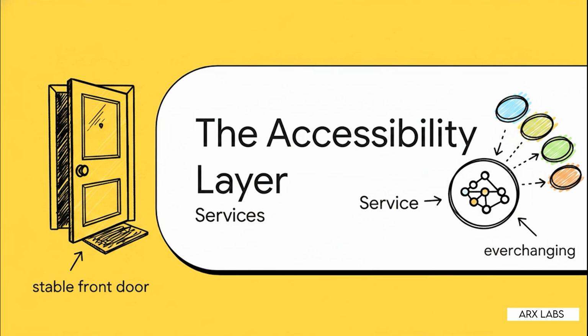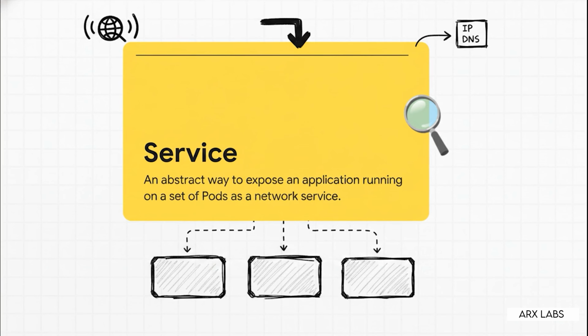And that is the exact job of our third core component, the Kubernetes service. A service is like a permanent network identity for your application. It gives your whole group of pods one single stable IP address and a consistent DNS name that never changes, even when the pods behind it are being created and destroyed all the time. It effectively hides all that chaos from the rest of your system.